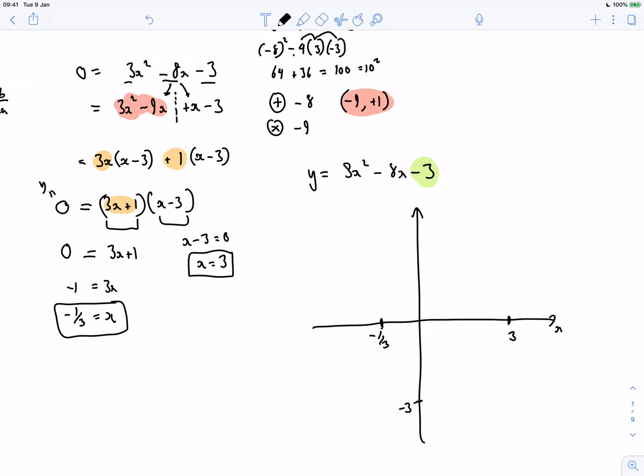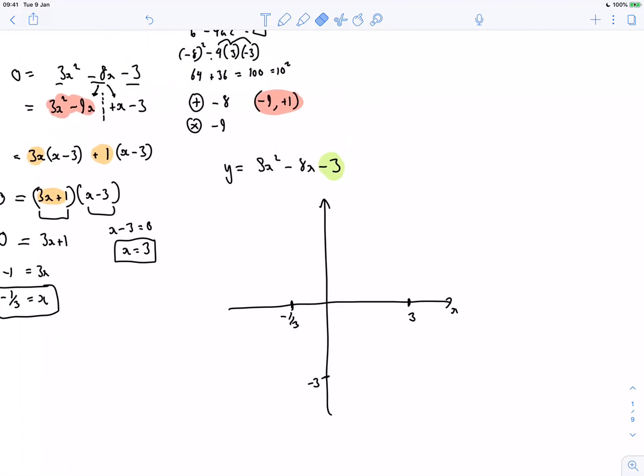Because when x is 0, I've got 3 lots of 0 squared minus 8 lots of 0, I just get y equals minus 3. And by the way, if there's no constant term, they're just all x's, like this, and that just means it crosses through the origin when x is 0. So you don't have to panic, it's still doable.